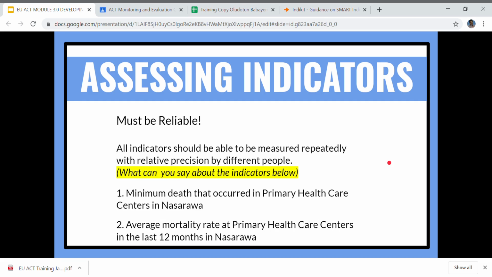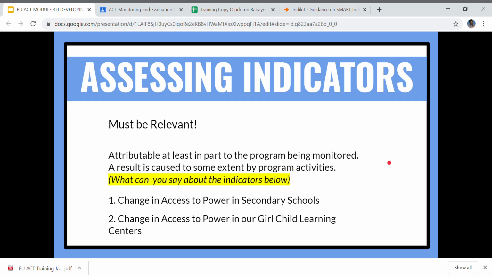It must also be reliable. Reliability means that you are using the right measurement. Number of deaths that occurred in primary health care is not the right measurement. Rather, the mortality rate at the APHC in the last month is ideal for you to use, right? So using the right measurement and not minimum deaths, or the number of deaths, is very, very important. It's good for it to be relevant to your program.